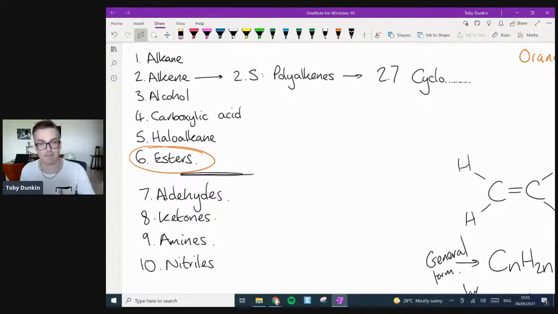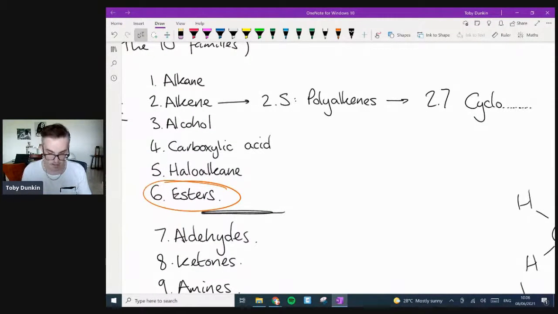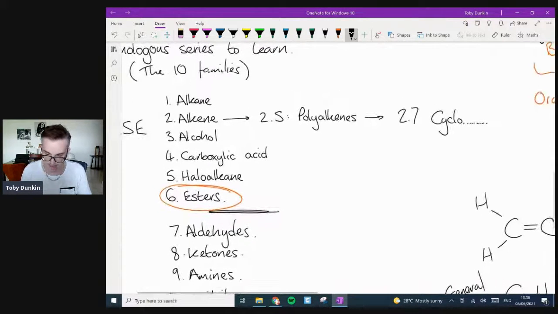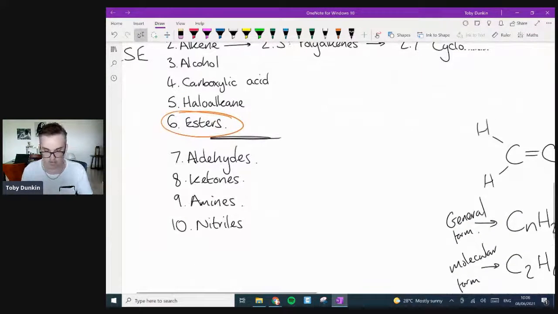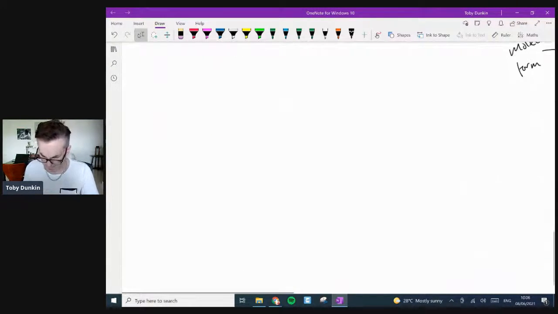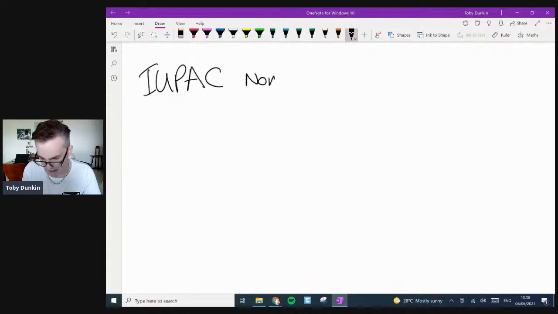So what we're going to do is I'm now going to go through these families one by one in my lessons. So technically in this sequence there's going to be 1, 2, 3, 4, 5, 6, 7, 8. So I'm going to do all of these in my lesson. And then these are ones I'm going to do in the sequence. And then I'm also going to do some extension lessons where I cover the AS ones as well. Okay, so subtitle, IUPAC nomenclature.